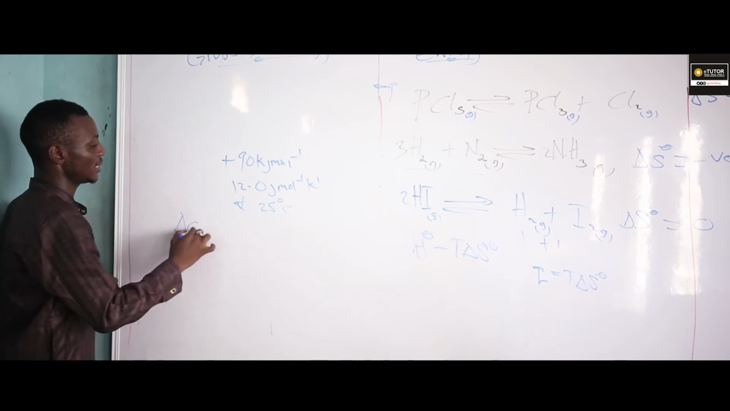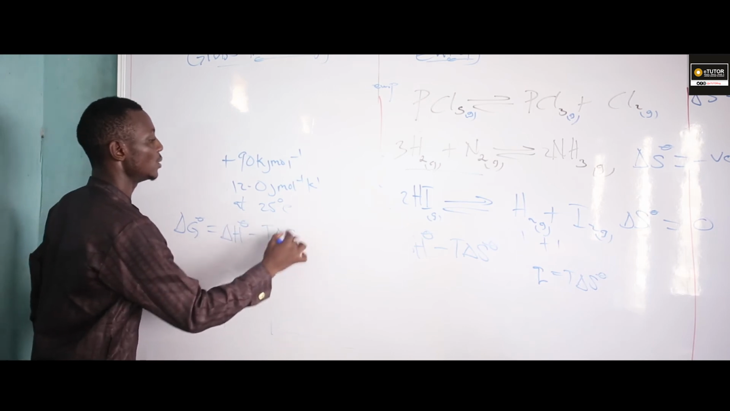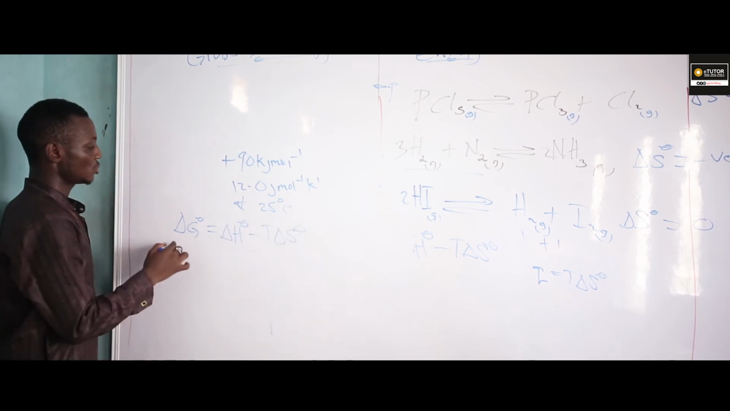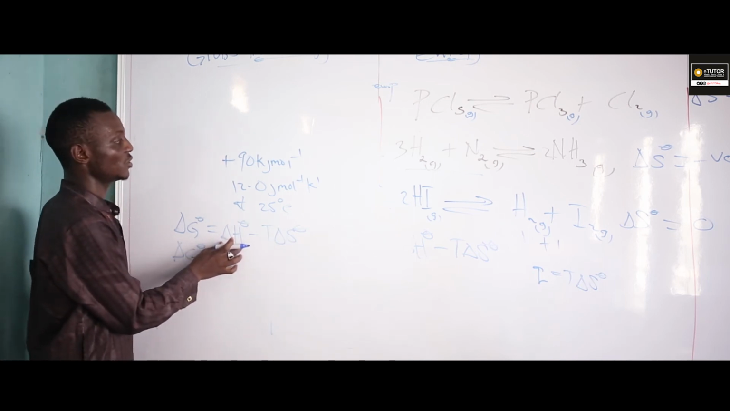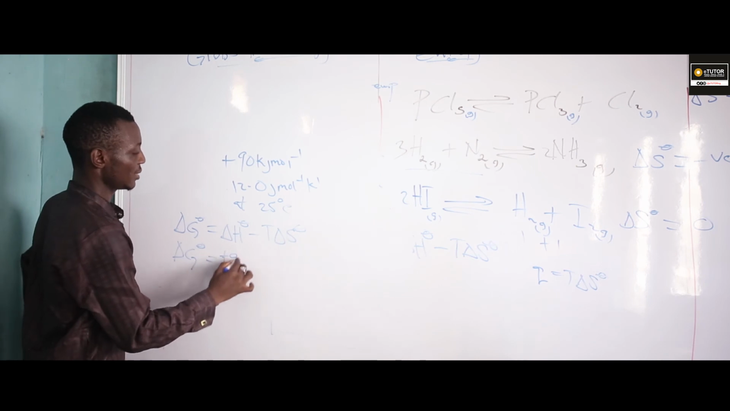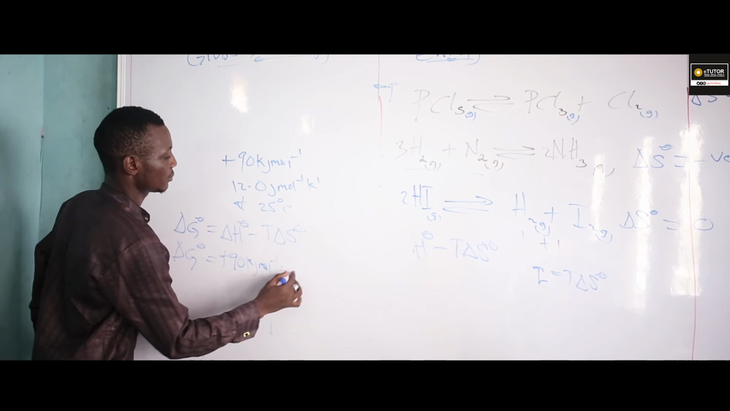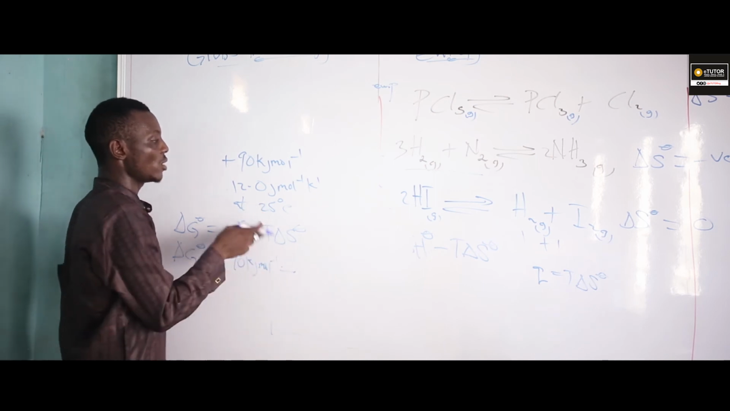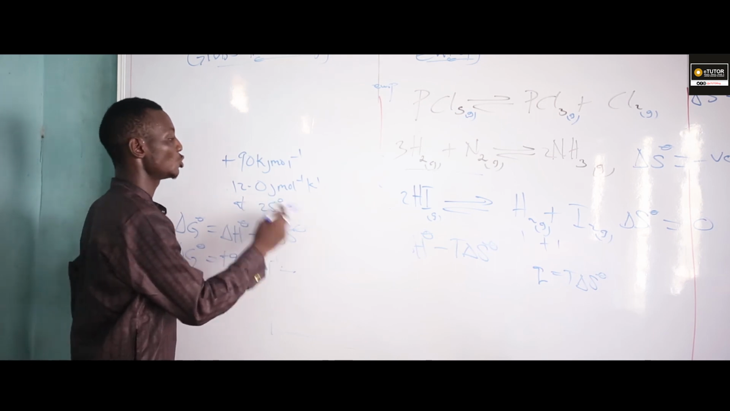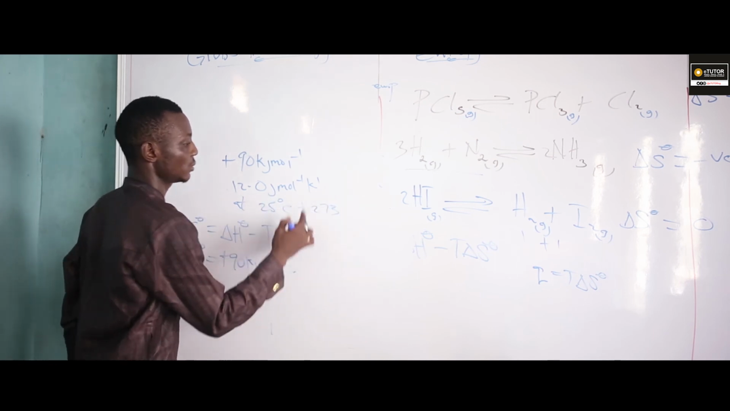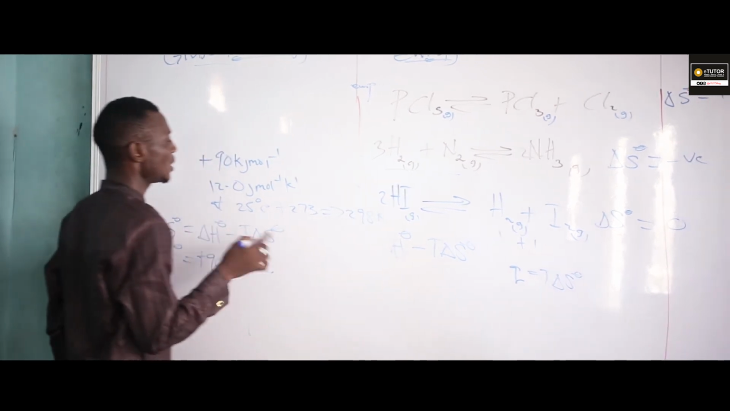Now, what is our formula? We have delta G standard equals delta H minus T delta S. So our delta G equals, what is our delta H given to us? It is plus 90 kilojoule per mole. What is my T? Here we're going to convert our temperature into Kelvin. We can use degree Celsius, so add plus 273. What do I have? That is 298 Kelvin.